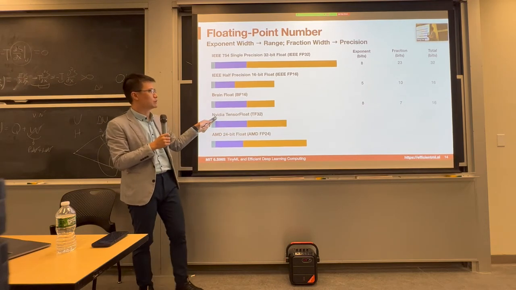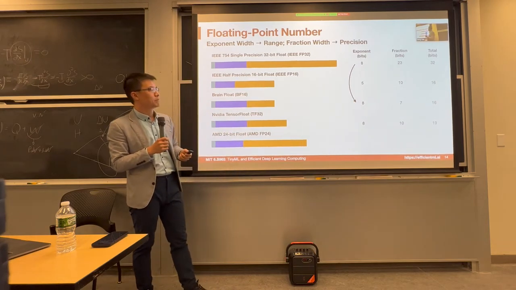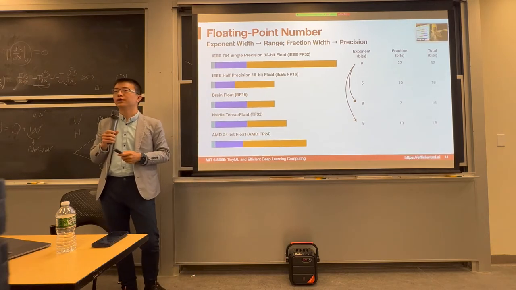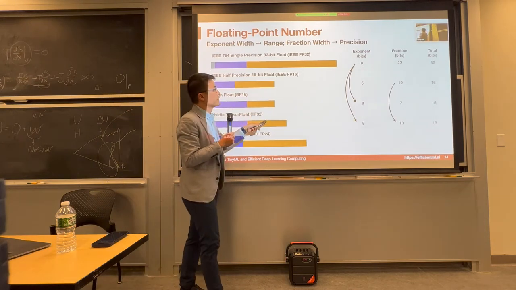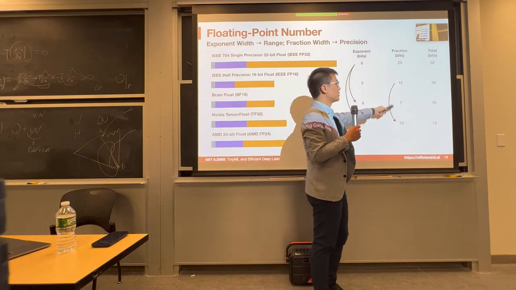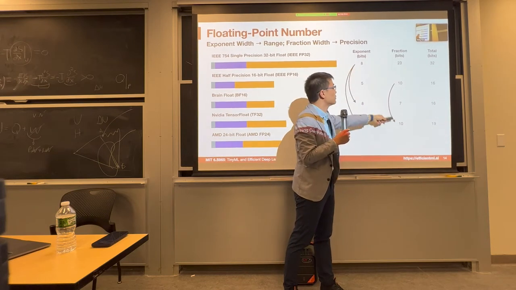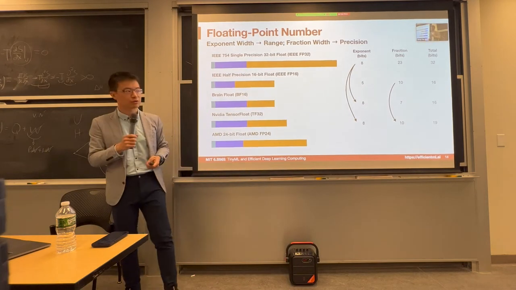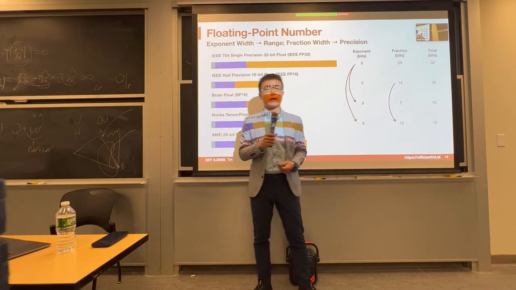A couple of years ago, NVIDIA proposed TensorFloat-32. Why is it called TensorFloat-32? It has 8 exponent bits, which is the same as the FP32 representation, and the fraction bits are the same as the original FP16. So it's using the exponent of FP32 while using the fraction of FP16. It's a good trade-off between the range and the precision. Altogether, it has 19 bits.